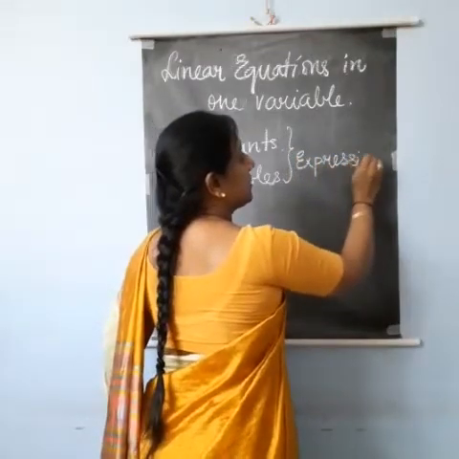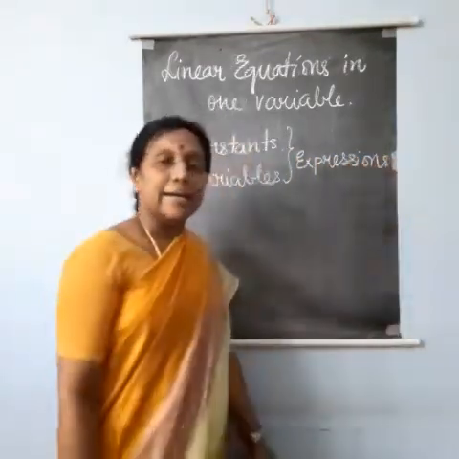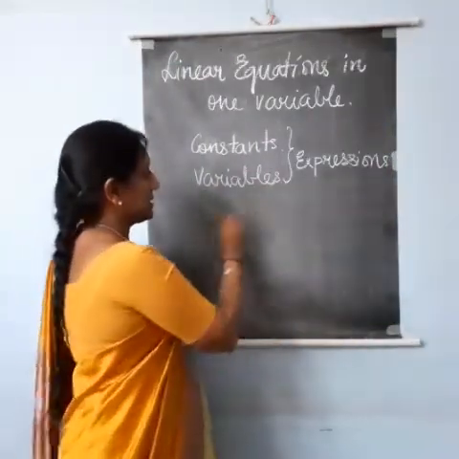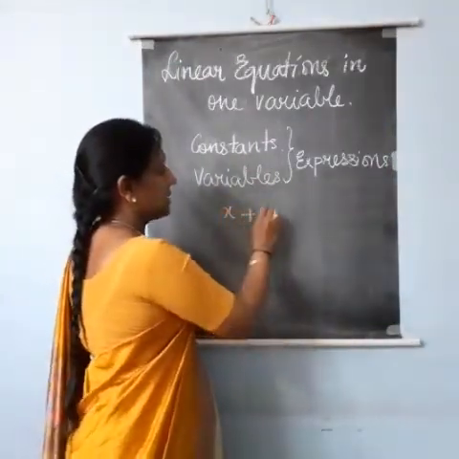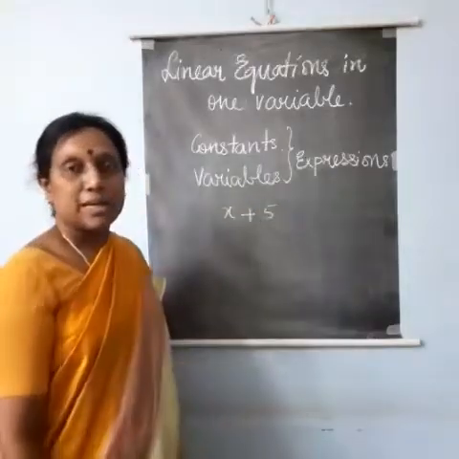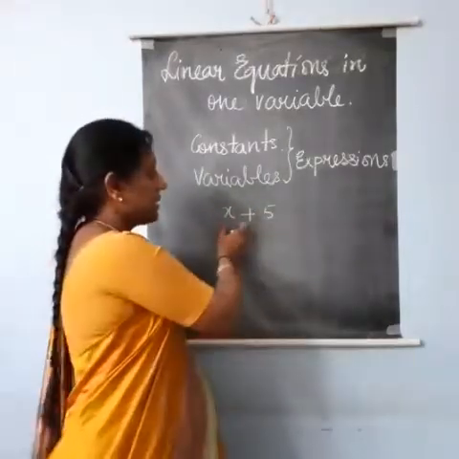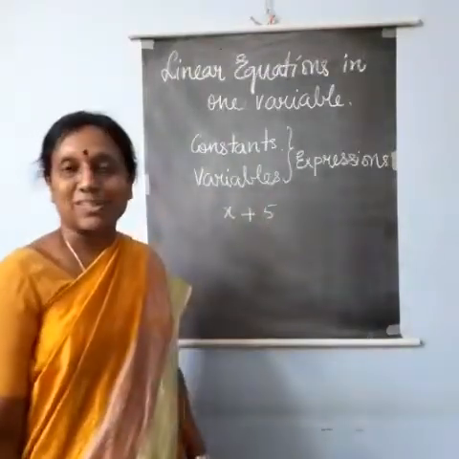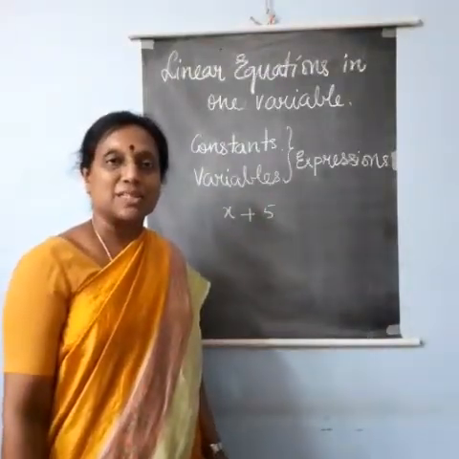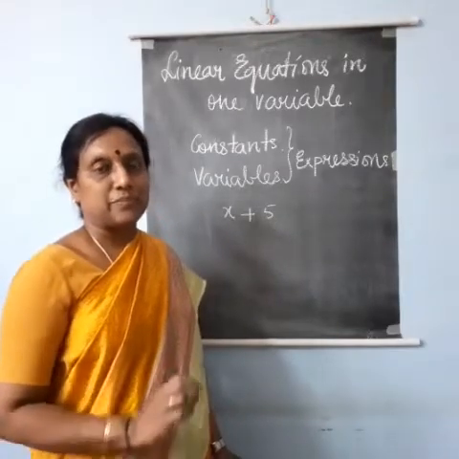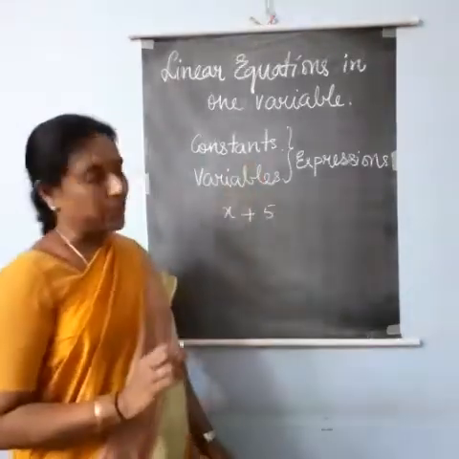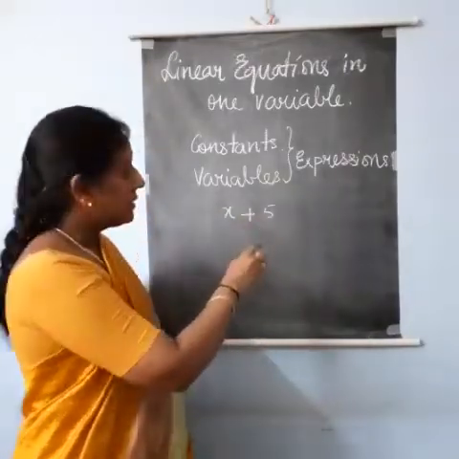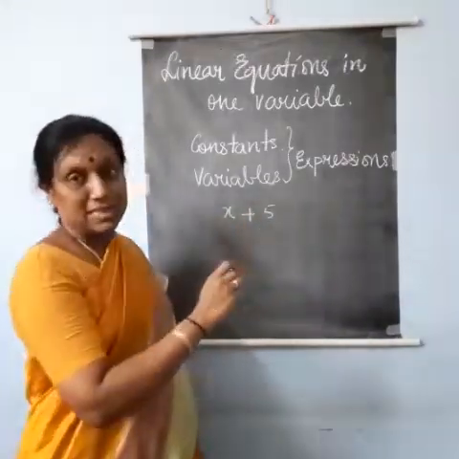Okay. Now, for expressions, we can have an example like this. Say we have x plus 5. So, what is the meaning of this? There is a variable and a constant. Together, they have formed an expression. Have you understood what is an expression, and what is a constant and variable? Okay. Now, we can have many variables in these expressions.